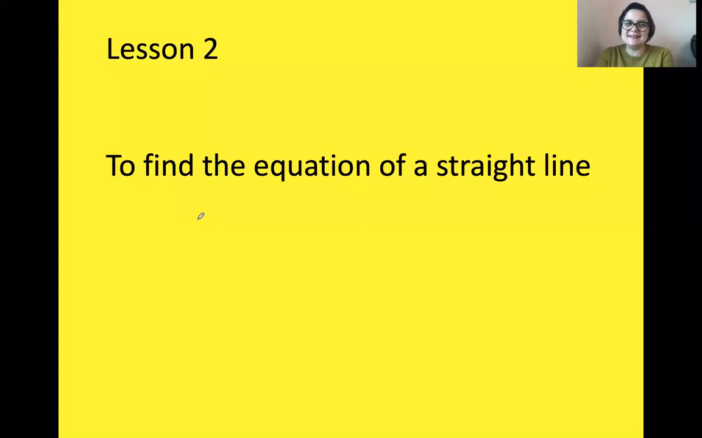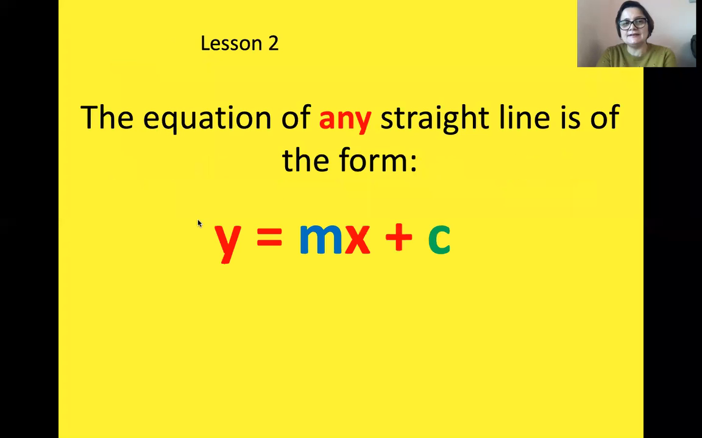Hello everyone. In this lesson, we are going to find the equation of a straight line. So the equation of any straight line is in this form: y equals mx plus c. M represents the gradient of a straight line, and c is called the y-intercept.